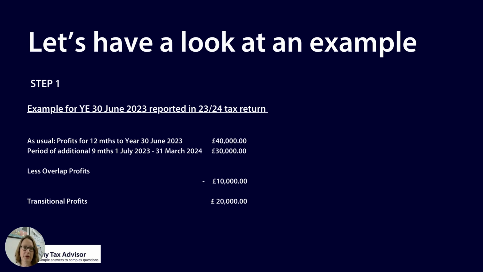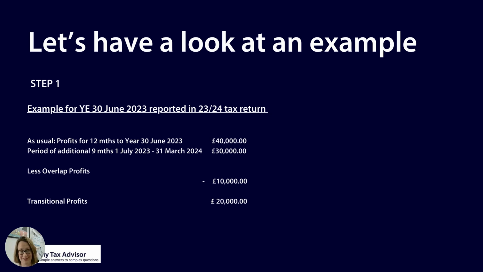So let's have a little look at an example. I've chosen a 30th of June year end for practical purposes here, and I've made the assumption that the normal profits for the 12 months up to the 30th of June 23 are £40,000. That's your income after expenditure, so that's your taxable profit, it's 40,000. We know that you're going to have to bring in 9/12 of your year end to the 30th of June 24 into your tax return.